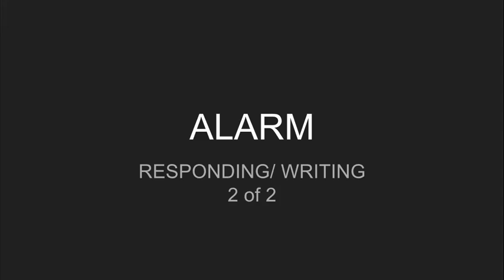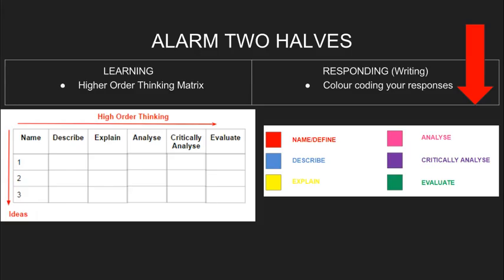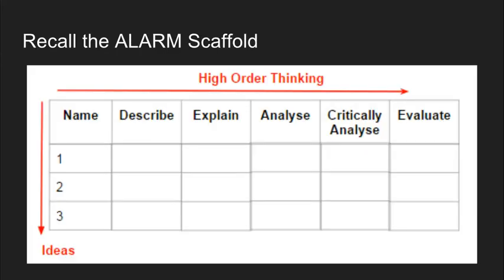Welcome to the second video on ALARM that we've produced for you. This particular video is going to focus on how you can use ALARM to improve your writing skills. We've already looked at, on the left, the learning section of ALARM and what it means to think in a higher order type of way. And now we're going to look at how we can respond at these different levels. And we're going to use the color coding you can see there to help us do that.